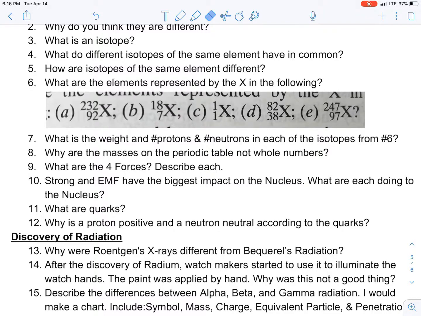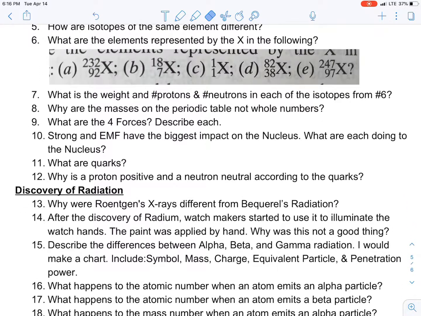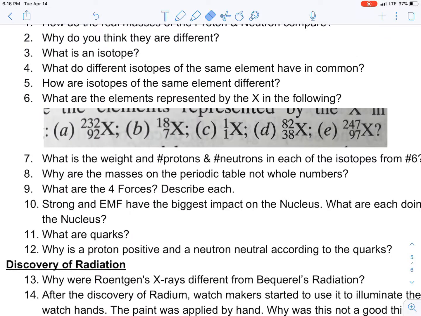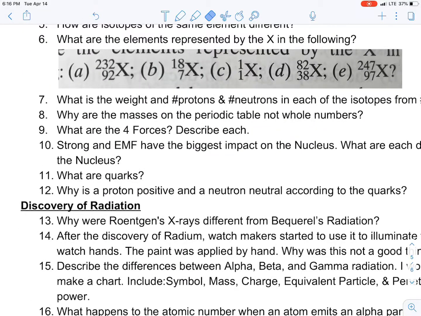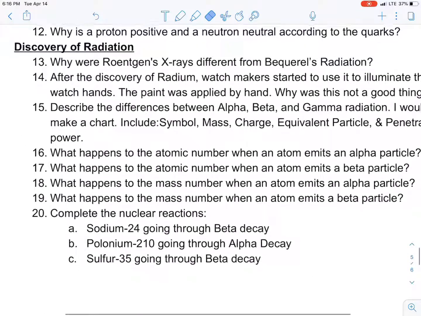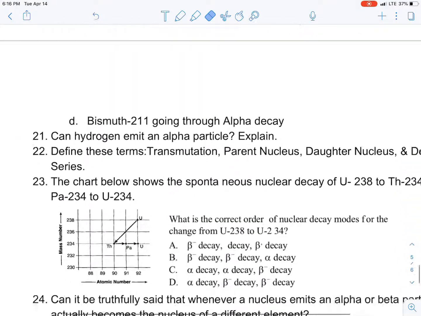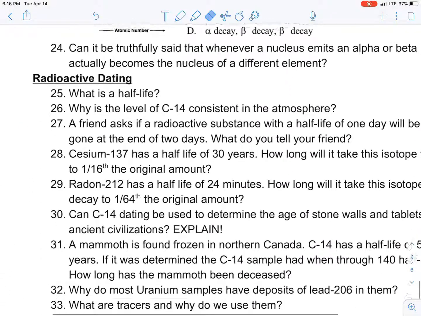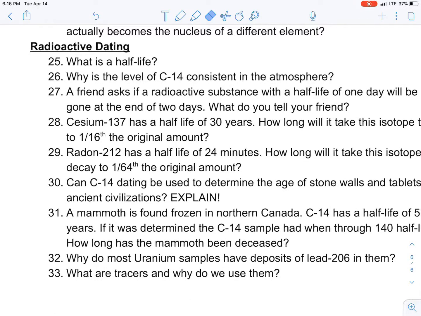And this is going to ask different questions we talked about, but if you answer those 12 questions, we're going to call that day 1, and that'll be lesson 1. Tomorrow we'll go over the discovery of radiation. I'll put it up tomorrow or the next day, probably tomorrow since it's a short week. And then you'll have to answer those next questions, right? And then our last section is radioactive dating, and I'll put the notes about that. And then you'll have to answer those questions.